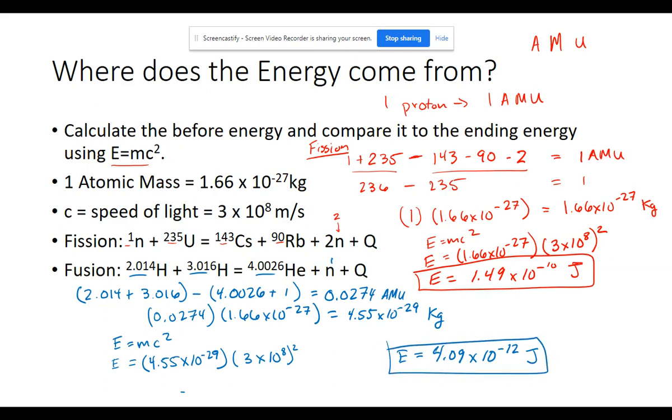Okay, so a couple things to note, right? Again, a really small amount of energy, but keep in mind this is basically from one nuclear reaction.